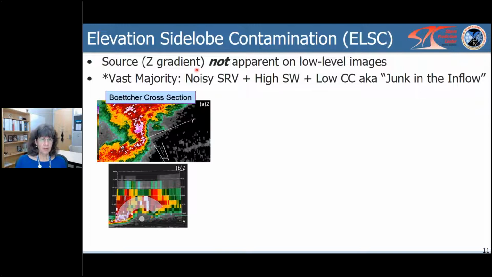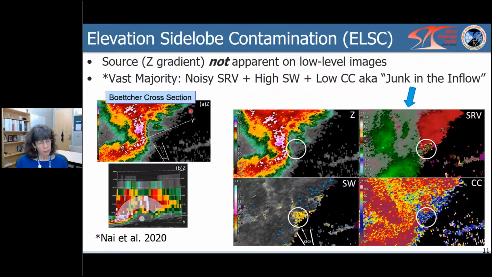What matters here is that the gradient is not apparent on the low-level images like it is with azimuthal side lobe contamination. And in the study, Nye et al., that I was a part of, one of the things that I learned is the vast majority of our cases were like this, where there's data that you're seeing but not seeing, which is good news. Noisy velocity, low correlation coefficient, high spectrum width, otherwise known as junk in the inflow.